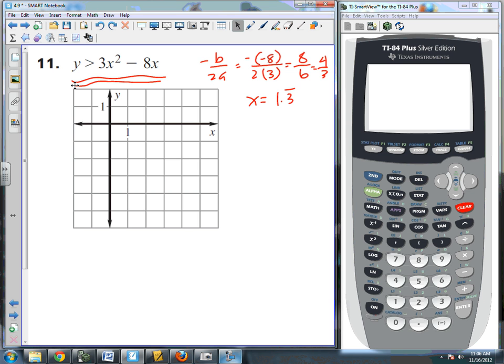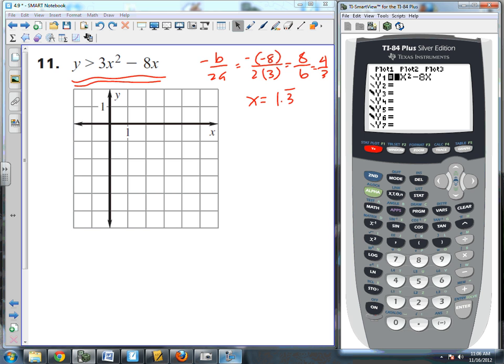So you're like, okay. Then typically what we do at this point is go to our graph and type in 3x squared minus 8x for our y1. It's already in there. And then I look at my table. What happens when you look at your table here? You see I don't have 1.3 repeating, and it would be pretty hard for me to set my table to find 1.3 repeating. But I do know that 1.3 repeating is between 1 and 2.